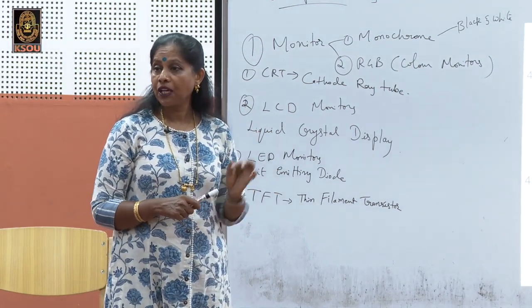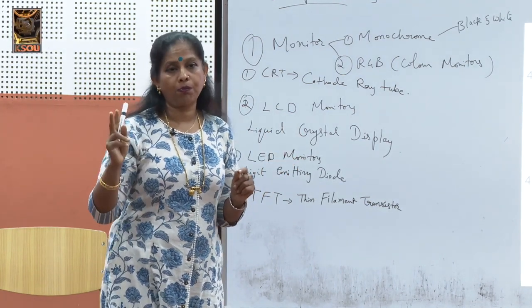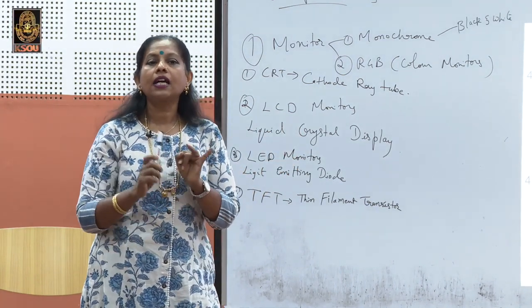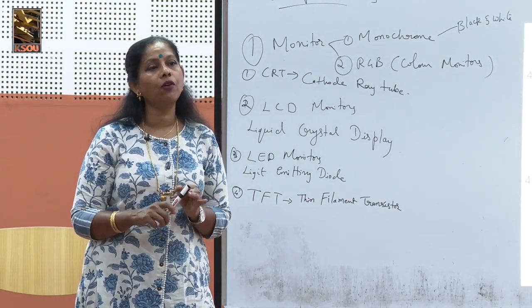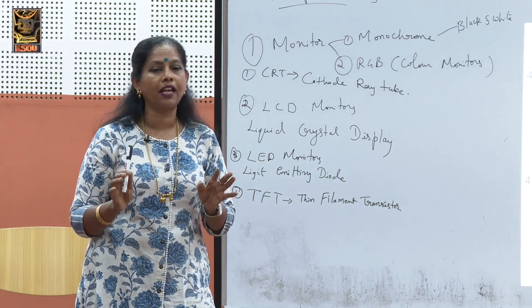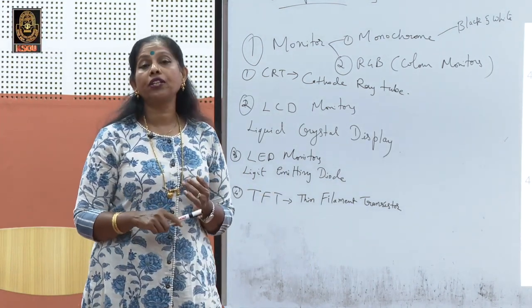Now, you know, a monitor is an output device. There are two types, monochrome and color monitors. Monochrome means single color, black and white. Color monitors are made up of RGB, red, green, blue. So again we have CRT monitors.